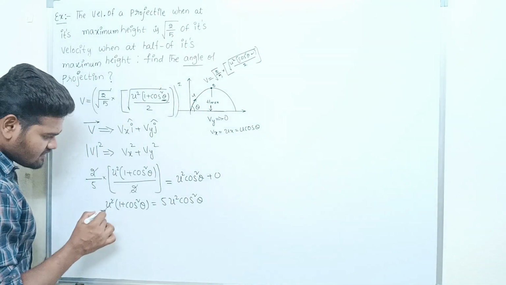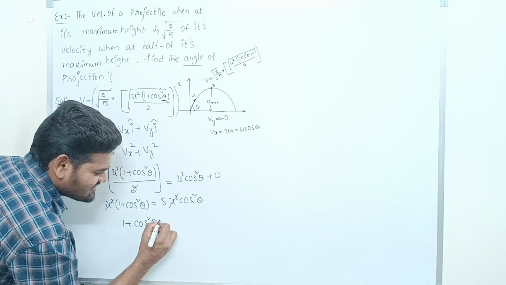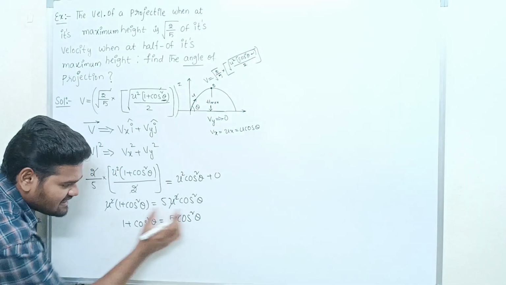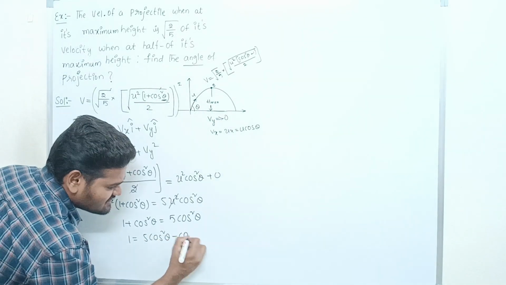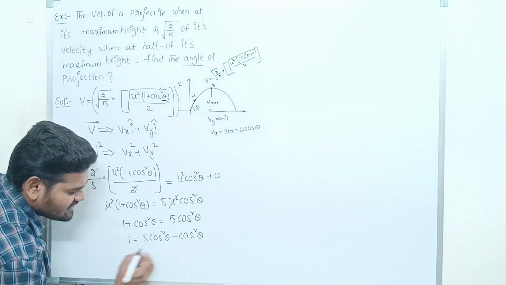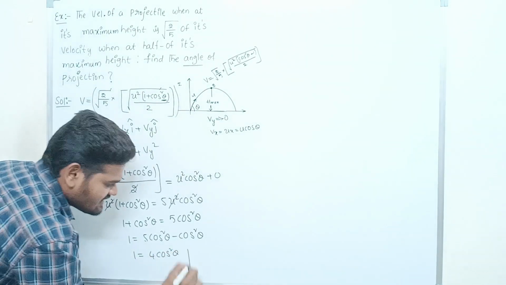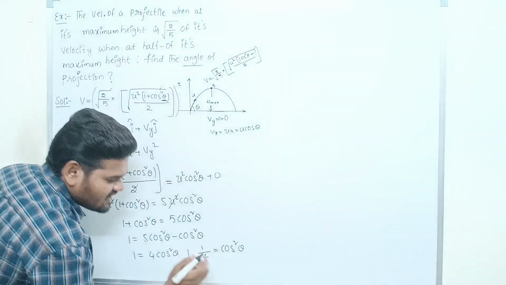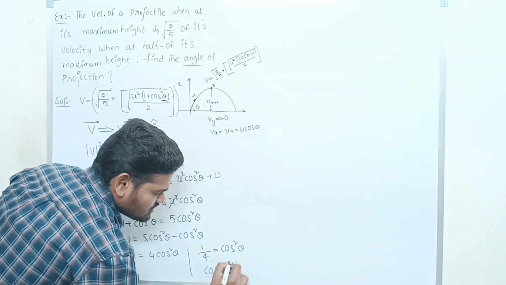Here the u squared cancels. So 1 plus cos squared theta is equal to 5 cos squared theta. If cos squared theta goes to that side, it becomes 5 cos squared theta minus cos squared theta, which is 4 cos squared theta. If 4 comes to this side, it becomes 1 by 4 is equal to cos squared theta. If the square goes to that side, cos theta is equal to the square root of 1 by 4.